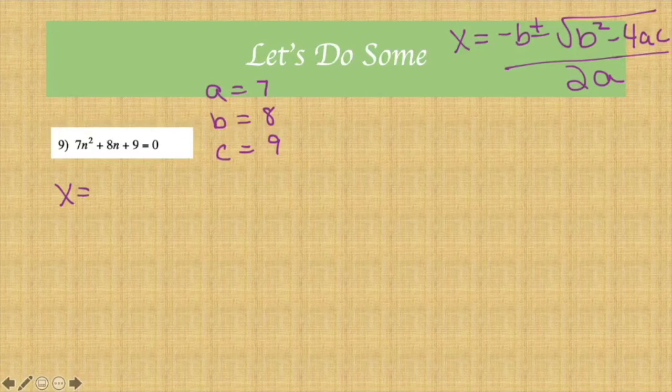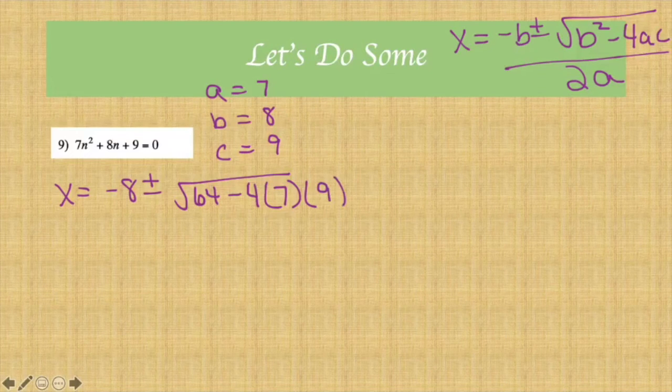X equals negative B, negative 8, plus or minus. B squared, we always write it out. It just makes it easier to do our math later. 64, that's b squared, minus 4 times a, which is 7, and c, which is 9. Make sure that my square root's long enough. All over 2 times 7. Now, we're going to put this one into our calculator. If you need to pause the video right now to do that, go ahead.